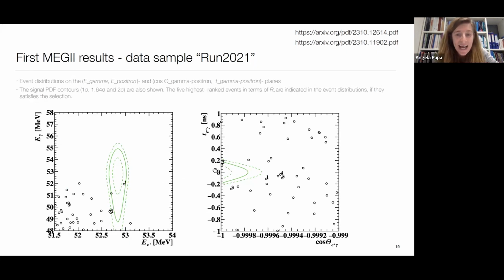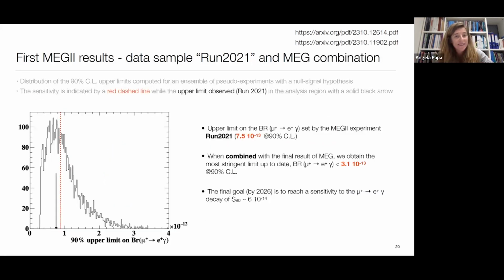And as you see, we could provide a sort of ranking of the most likely mu gamma events, this one here, this one here. You can see that we never had very good events here and here. And then, as you can imagine, this translates into an upper limit on our search based on the data sample of the run 2021.